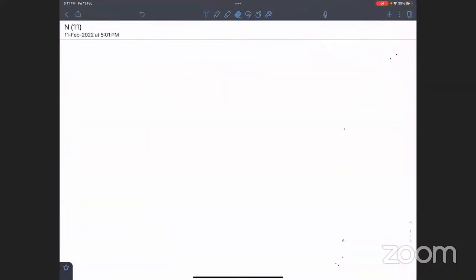So everybody can see the screen, okay? Yeah, I'm having some problem with my pencil for some reason. I'm unable to solve this issue, so please bear with me if there is any problem.